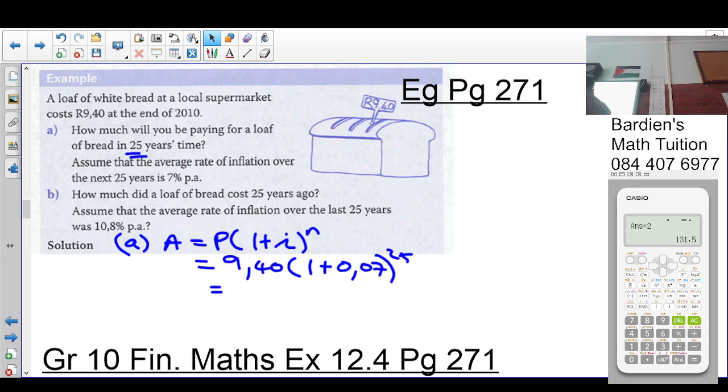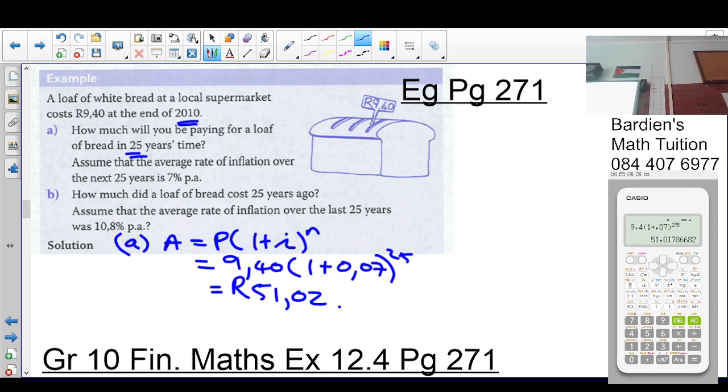Alright, so 940 into 1 plus 0.07 to the exponent 25 gives you 51 rand and 2 cents. It's approximately that. It won't be exactly that. So if you're looking at, say, 2010, we're now doing 2023. So how many years later was that? 13 years. So let's see how far off we are from that.